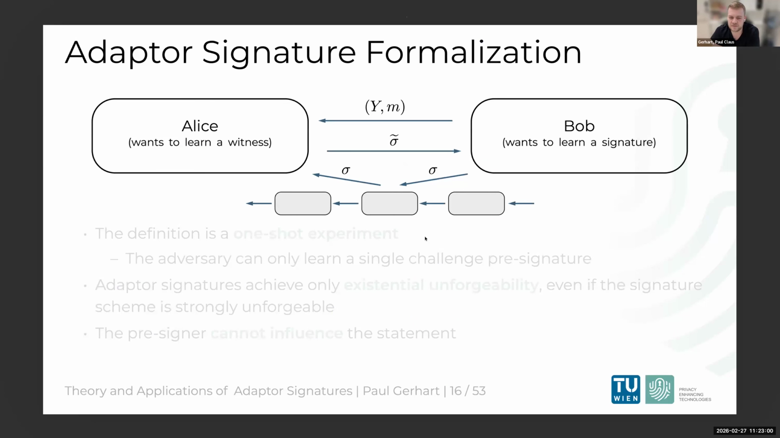As I said, we have Alice and Bob. We have the situation here. Bob is sending a statement and a message. Alice is pre-signing, and then they're exchanging the signature. That's what we just described, and we saw in payment channels, that's kind of what's going on.